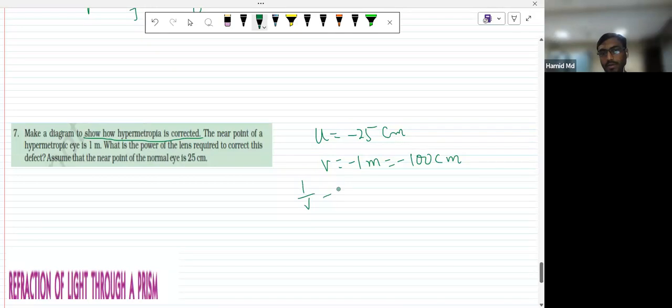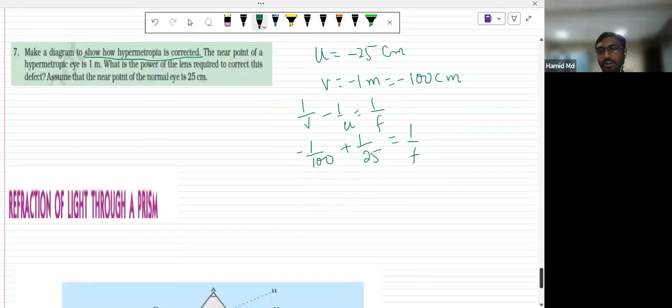1 upon V minus 1 upon U is equal to 1 upon F. Everyone agrees with this? Yes, sir. 1 upon minus 100 minus, in bracket, minus 1 upon 25. Everyone agrees with this? Sir, we will take the LCM. Why do you want to take the LCM? You just multiply it by 4. So this is minus 1 over 100.